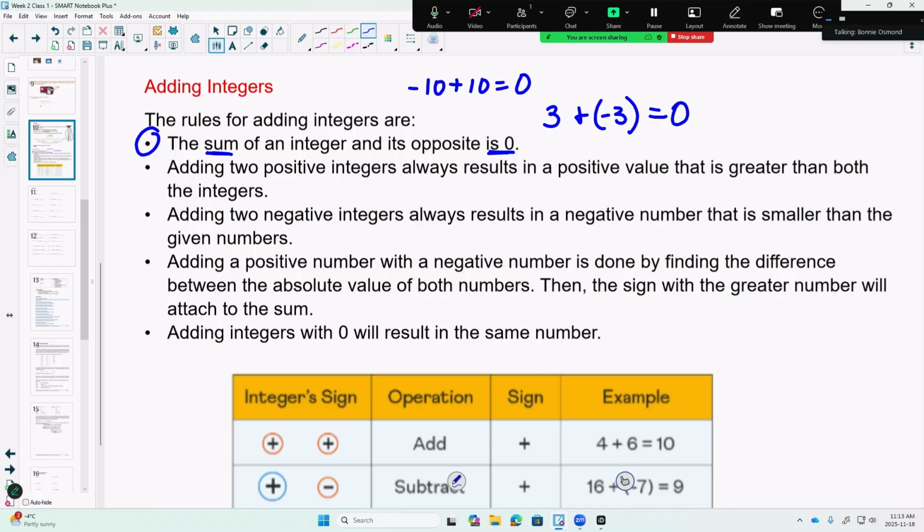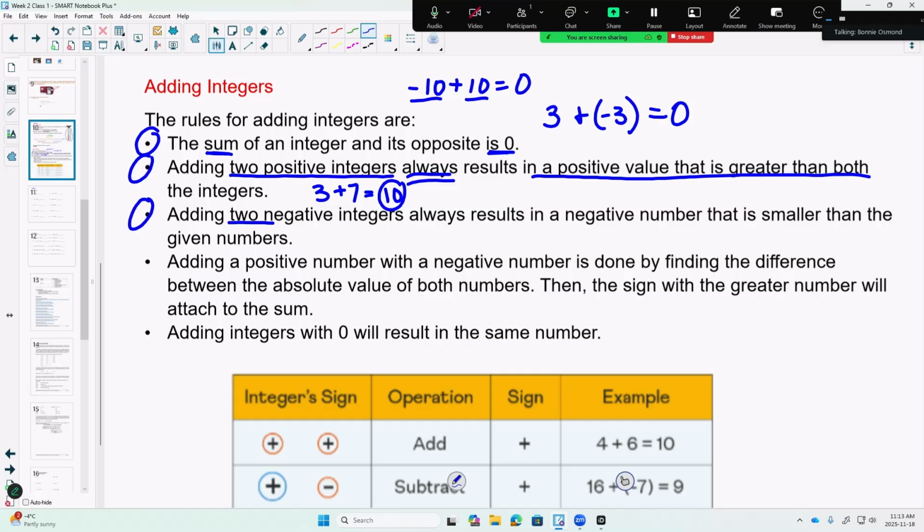Doesn't matter what the number is. If one is negative, one is positive, and the absolute value of the numbers is the same, then your answer is always going to be 0. Next, adding two positive integers always results in a positive value that is greater than both of the integers. For example, 3 plus 7, they're both positive integers. 3 plus 7 will give you 10. 10 is bigger than 3 and 10 is bigger than 7. So your sum is going to be greater.